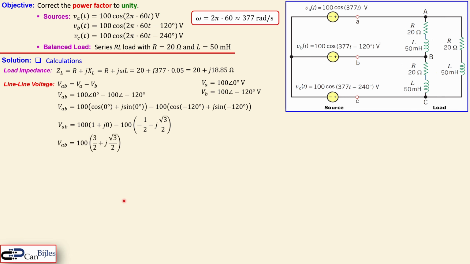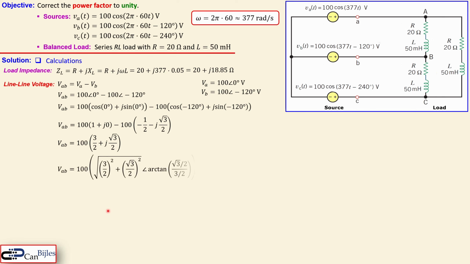Now if you combine the real and the imaginary parts, we have 100 times 1, and minus 100 times minus a half, so you get 1.5, or 3 over 2, times 100. I will keep the 100 outside the parentheses. I don't have an imaginary part in the first term, but I have minus j in the second, so I get plus j times the square root of 3 over 2, as shown here.